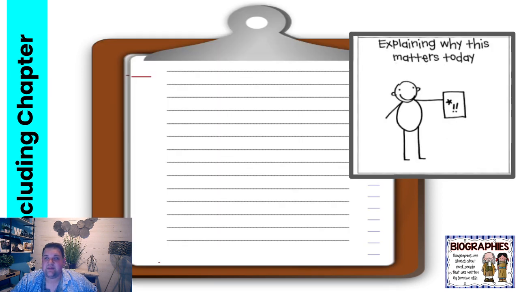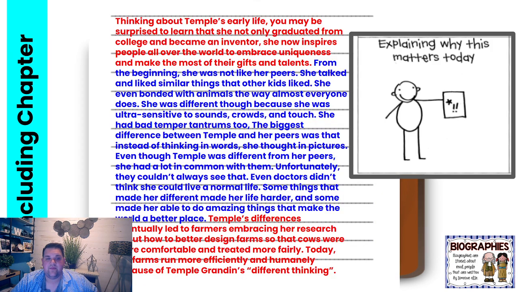The third way is by explaining why this matters today. So, if we think about, again, her early life, I'm going to explain how this matters today. Temple's differences eventually led to farmers embracing her research about how to better design farms, so that cows were more comfortable and treated more fairly. Today, our farms run more efficiently and humanely because of Temple Grandin's different thinking. So here we can see why this matters today. She's really impacted the way farmers deal with animals on their farms.